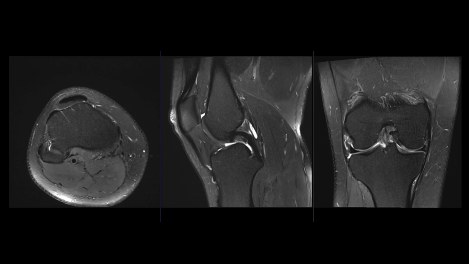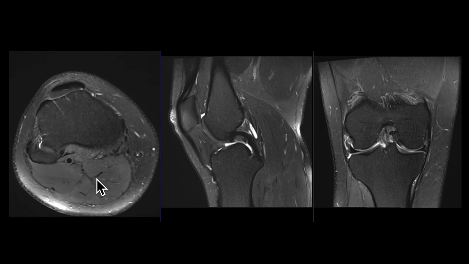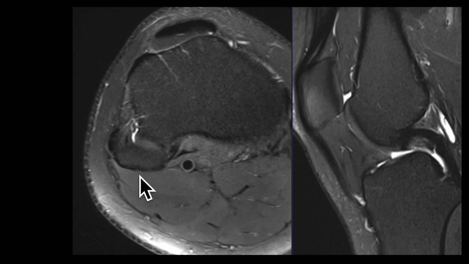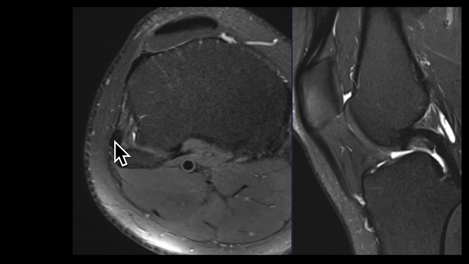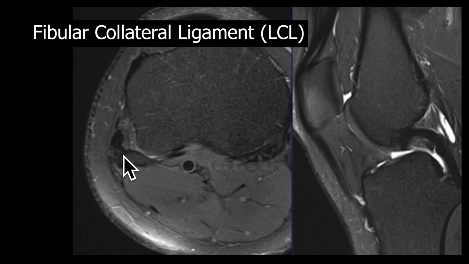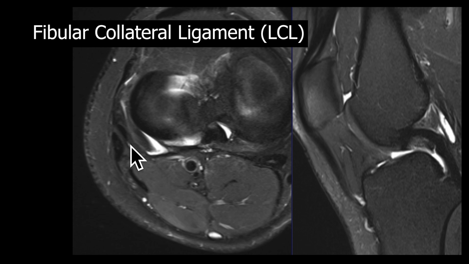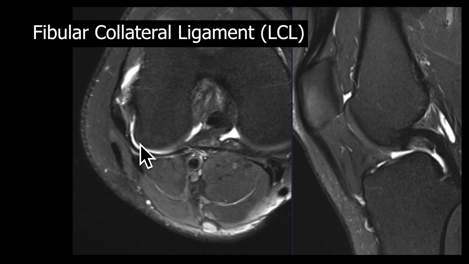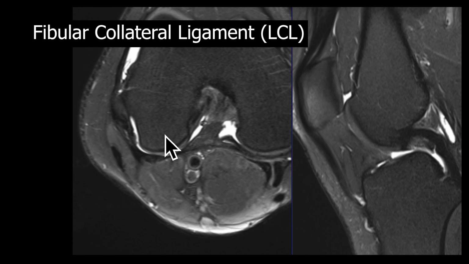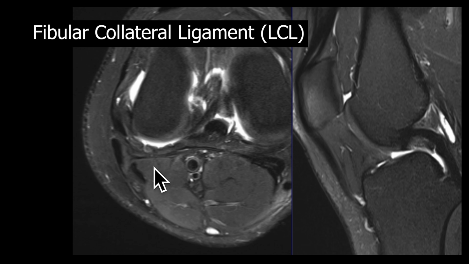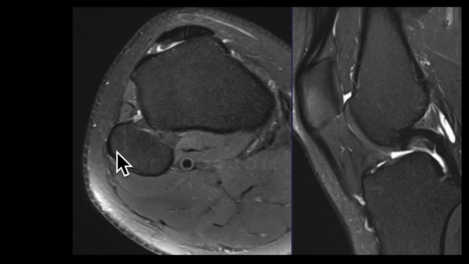So what I'll try and do here is show you these three structures on all the three imaging planes, just focusing on the fluid-sensitive sequences. Okay, so here's the fibula head, and for the fibula head, we can see that there's a structure here which is attaching onto the bone. As we follow the structure more proximally at the lateral aspect of the knee, you can see this band of tissue here, which is going to attach onto the lateral femoral condyle. That is the fibular collateral or lateral collateral ligament.